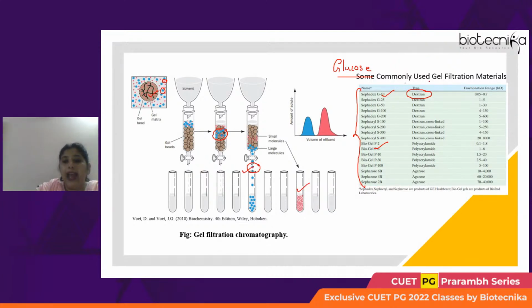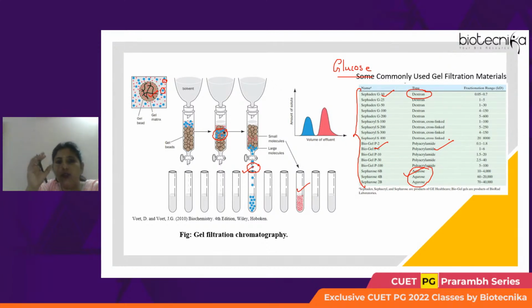When you talk about agarose, it's a linear polymer of alternating D-galactose and 3,6-anhydro-L-galactose, which has been isolated from red algae. And always remember, agarose is used for the separation of large globular proteins, and even we use it for separation of DNA. And polyacrylamide is formed by cross-linking acrylamide with N,N'-methylenebisacrylamide, and it is also available in a wide range of pore sizes.